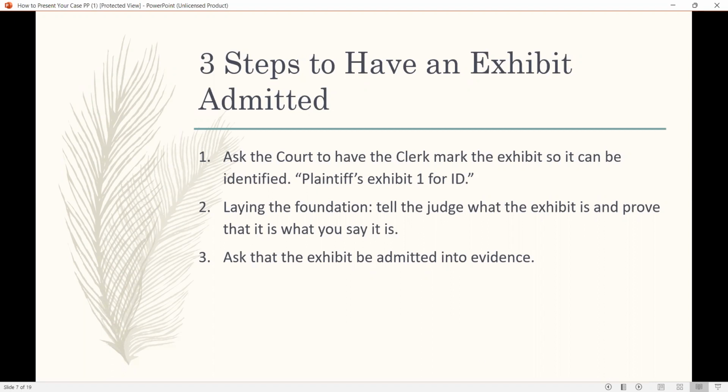You don't want to approach the clerk directly. You can ask to approach, or usually there's a bailiff in the courtroom who will take the exhibit for you and deliver it to the clerk. The second step is called laying the foundation. And this is just telling the judge what the exhibit is and proving to the court that it is what you say it is. And finally, you want to ask that the exhibit be admitted into evidence. If you don't have it admitted into evidence, it's kind of just lingering out there, and it never really becomes a part of the case.